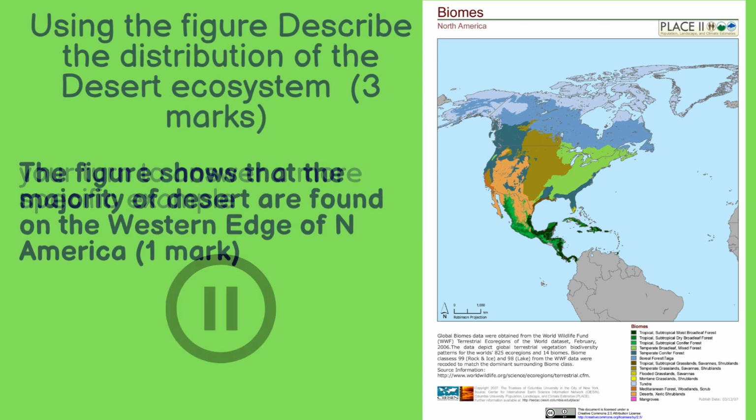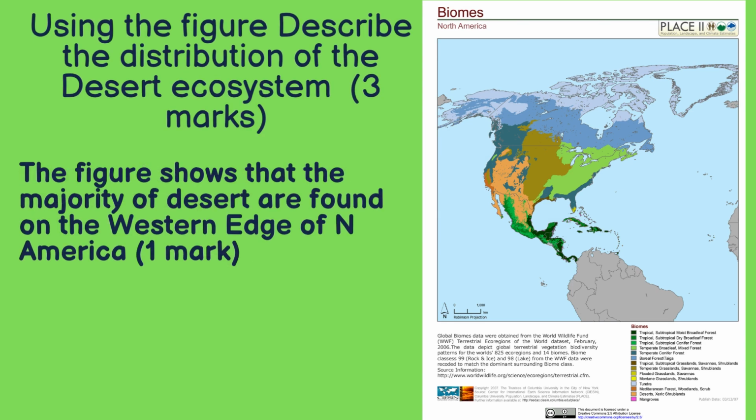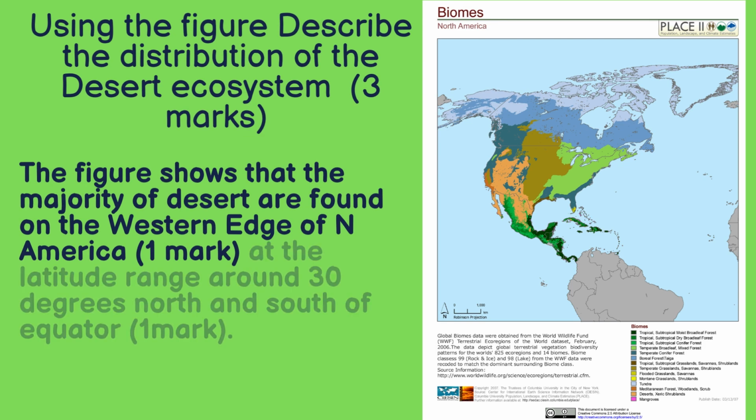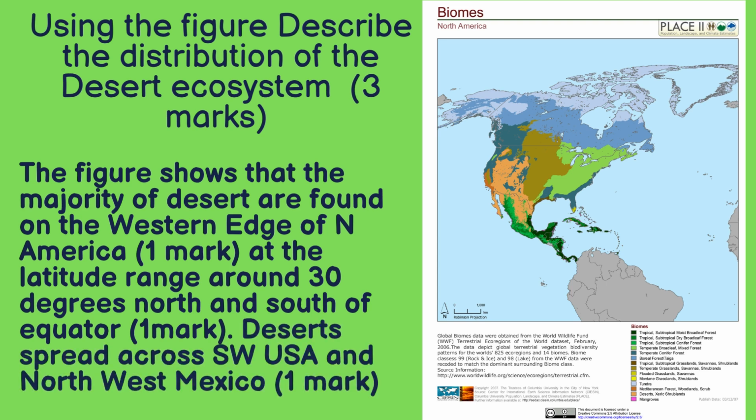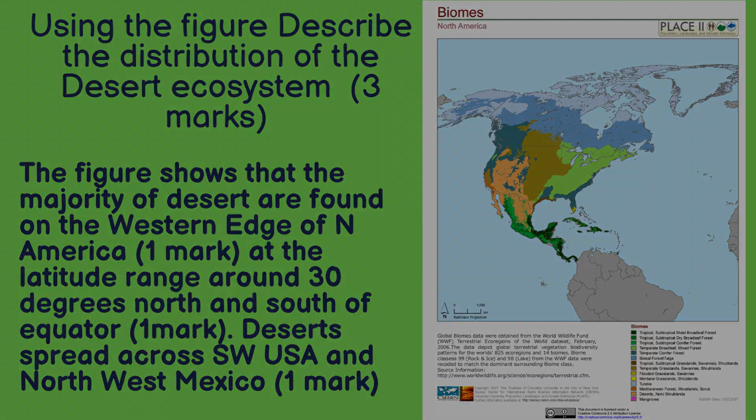Okay, self-assess again. The figure shows that the majority of deserts are found on the western edge of North America. There's your first mark. At the latitude range of around 30 degrees north and south of the equator. There's your second mark. Deserts also spread across southwest USA and northwest Mexico. There's 3 marks. Location, latitude, and compass directions. That is how you get 3 marks for these style questions.